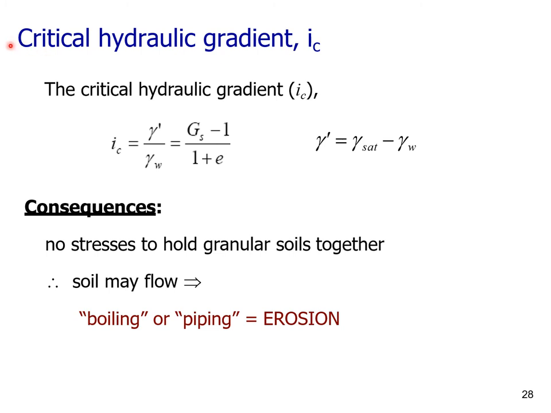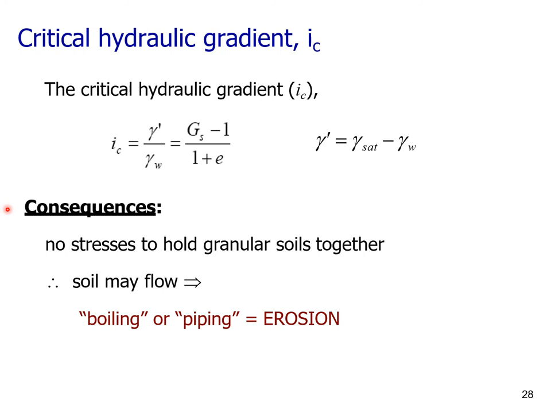Critical hydraulic gradient. The critical hydraulic gradient i sub c is gamma dash over gamma w. Here, gamma dash is the submerged unit weight or the buoyant unit weight, which is equal to saturated unit weight minus unit weight of water. So using the expressions for the submerged unit weight, you can get this formula: specific gravity of soil solids minus 1 over 1 plus e, that is the void ratio e.